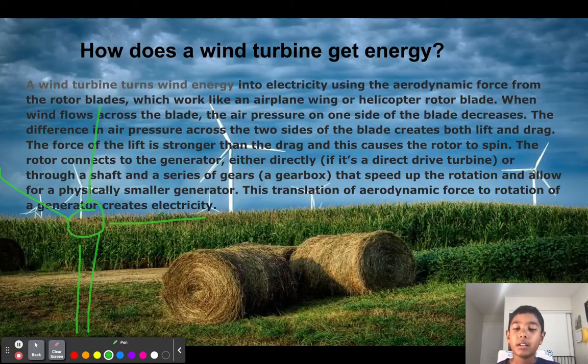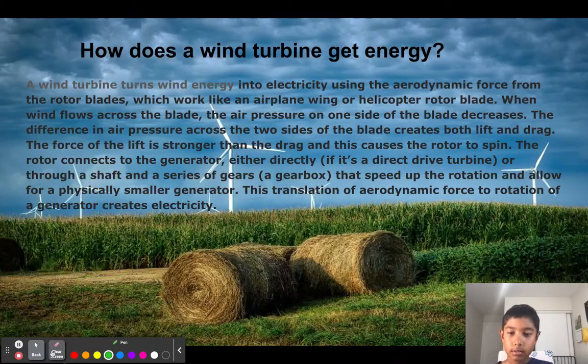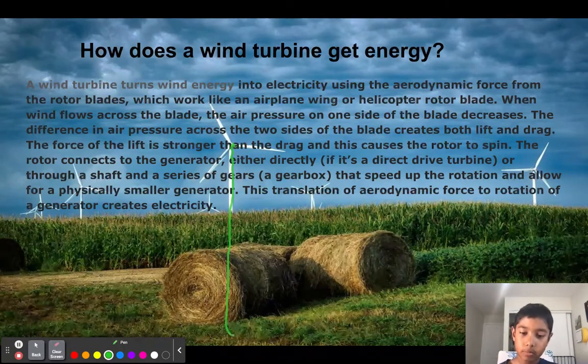Okay, so while this spins, there's actually a coil in here in the middle. When it spins super fast like that, the coil and some magnets move very fast, which creates electricity. So then all the electricity from here goes down, down, down, all the way down to the ground, and it comes all the way here.